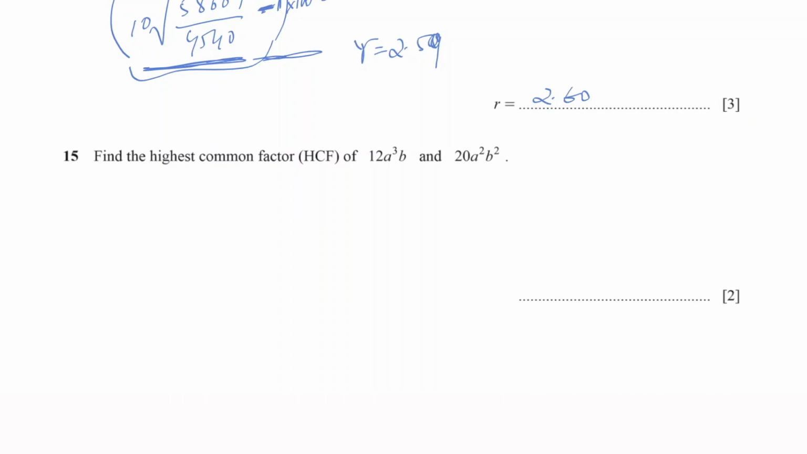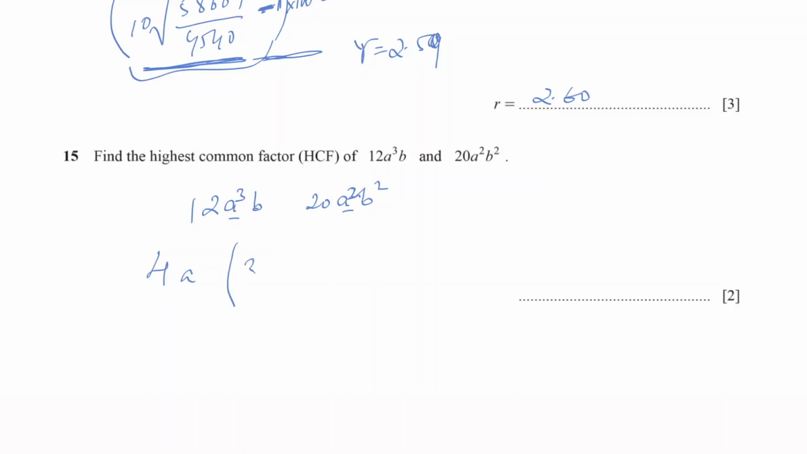Find the highest common factor of 20a³b, 12a³b, and we have one more term, that is 20a²b². So what will be the highest common factor? Let's write it like that. If I take out common from these, I can take 4, and both have a³ and a² as common, right? So just try like this.